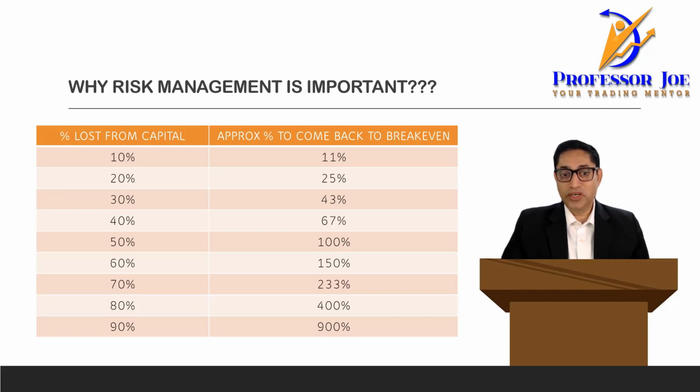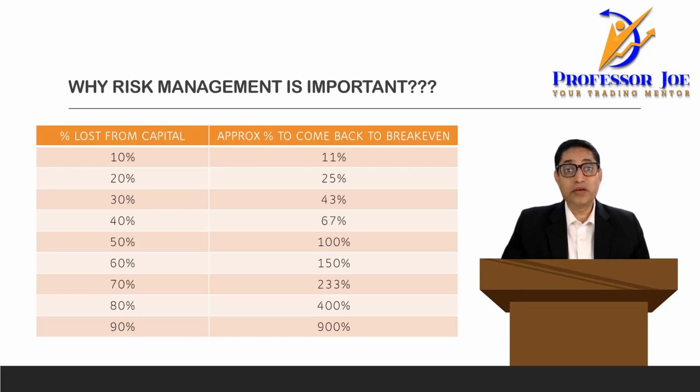With 30% drawdown, you need to get 43%. With 40% drawdown, you need to get 67% in profit to come back to break-even. And with 50% drawdown, you need to make double of what you have in your account to come back to break-even. So this becomes a very big psychological barrier that you need to double your account to come to break-even. It becomes very difficult to come back.